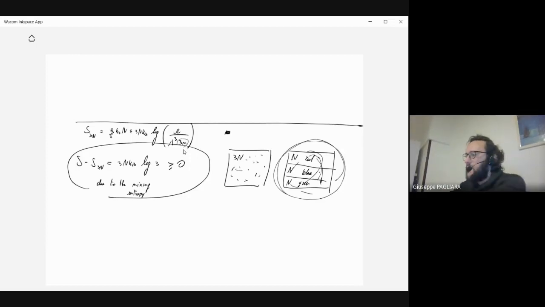And I did another example this time that I will sketch, because anyway it is an exercise of thermodynamics.